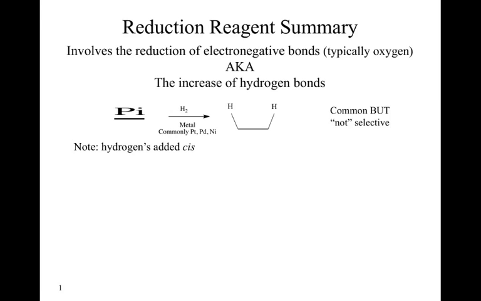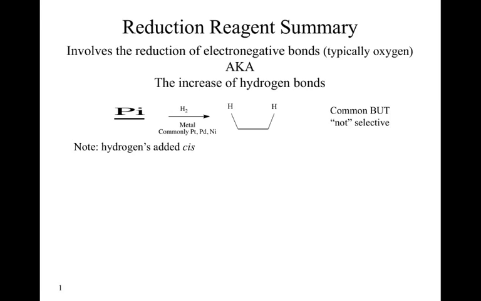A reduction involves the reduction of electronegative bonds. Very typically this refers to oxygen. So we could be saying that we decrease the number of bonds to oxygen. This can also be seen as an increase in the number of hydrogen bonds.